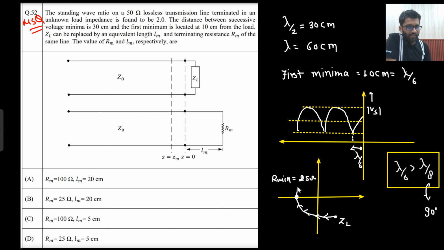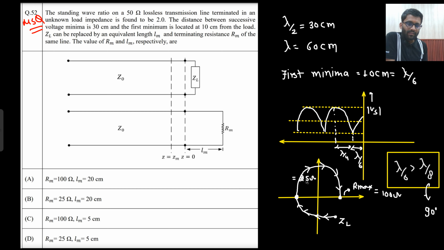Now you keep on working. You walk another lambda by 2 distance. You walk another lambda by 4 distance, where you will reach the maxima point. And here what you will get? R max. And what will be R max? Z0 into S, that will be 100 ohm. So at this point you are getting R max, and at this point you are getting R min, which is equal to 25 ohm.